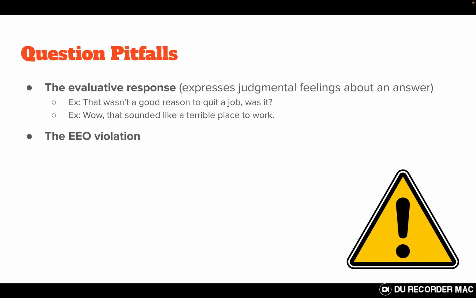Next, as we previously discussed, the EEO violation. So, do you have any disabilities? Or what will you do if your husband gets transferred? These are questions that you cannot, should not ask, and if you were in a real HR hiring situation, these are actually illegal. You could get in a lot of trouble.